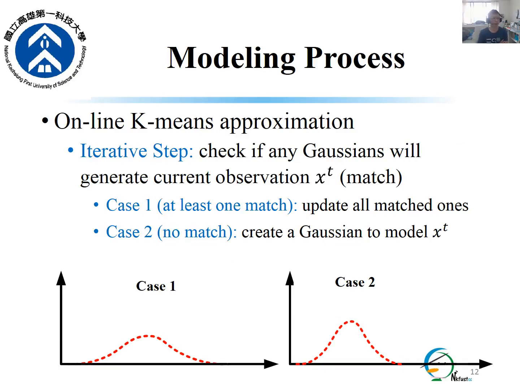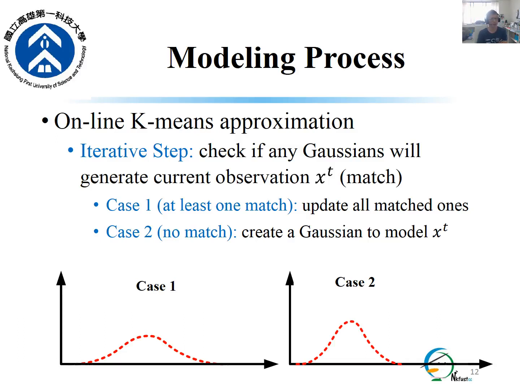During the iterative step, we first check if any Gaussians will generate the current observation xt. We call it a match here. If at least one Gaussian matches xt, we update all matched Gaussian distributions. Otherwise, we directly create a Gaussian to model it.